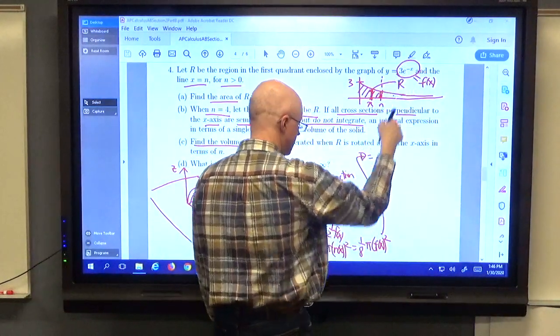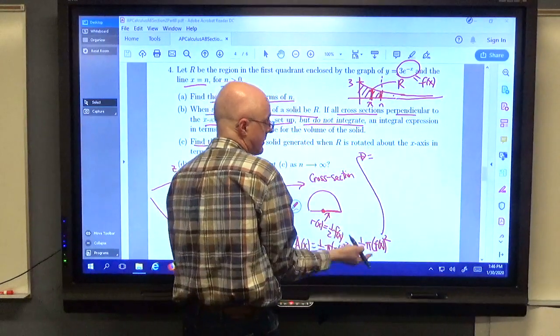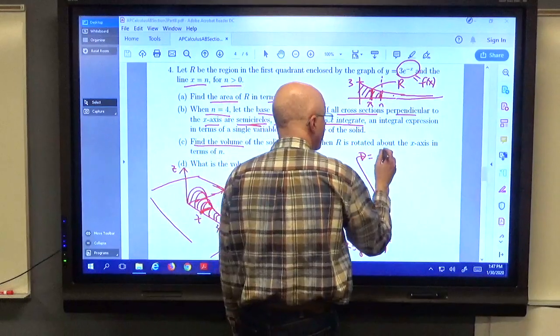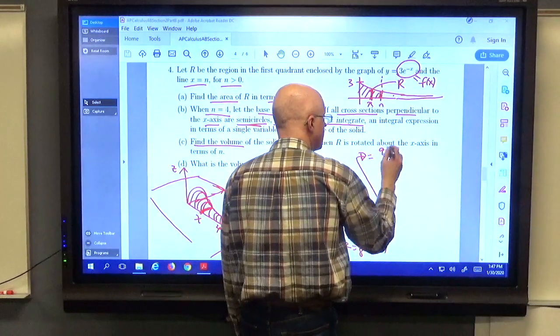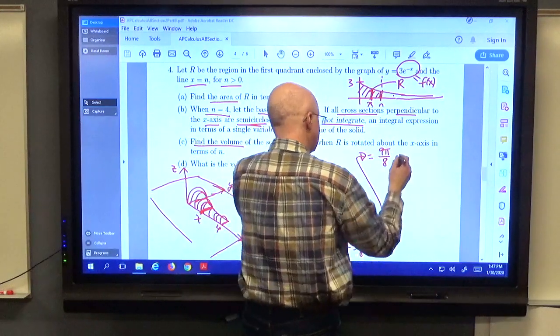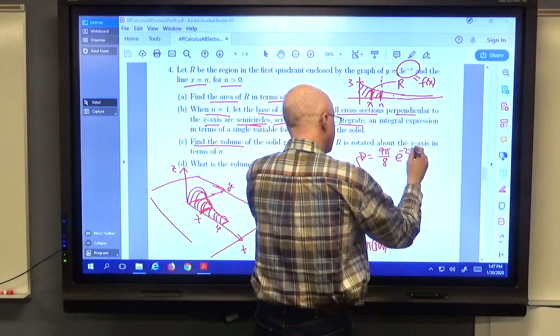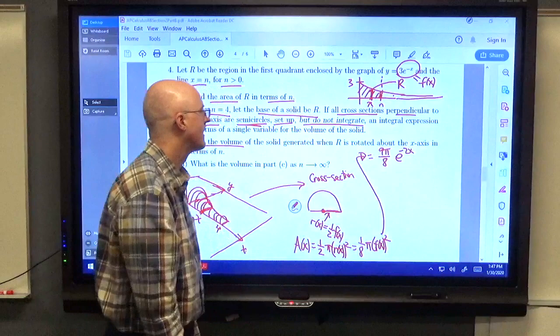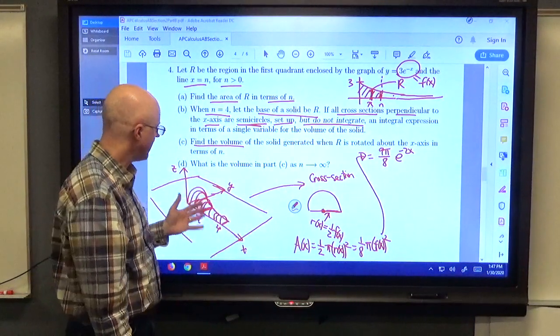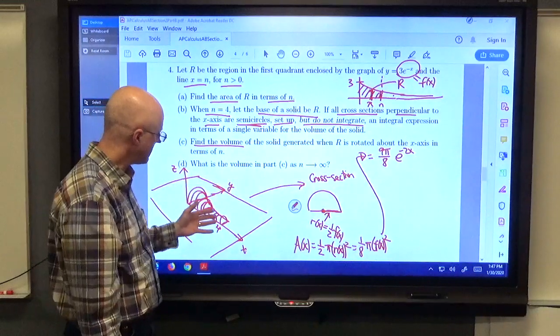Plug in that formula into there. I've got to square 3 and I've got to square e to the negative x. Square 3 gives me 9. I can bring the 9 out in front: 9 pi over 8. Square e to the negative x, and I'll get e to the negative 2x. And so that's how the area of the cross-section depends on x. And it does get smaller as x gets bigger.